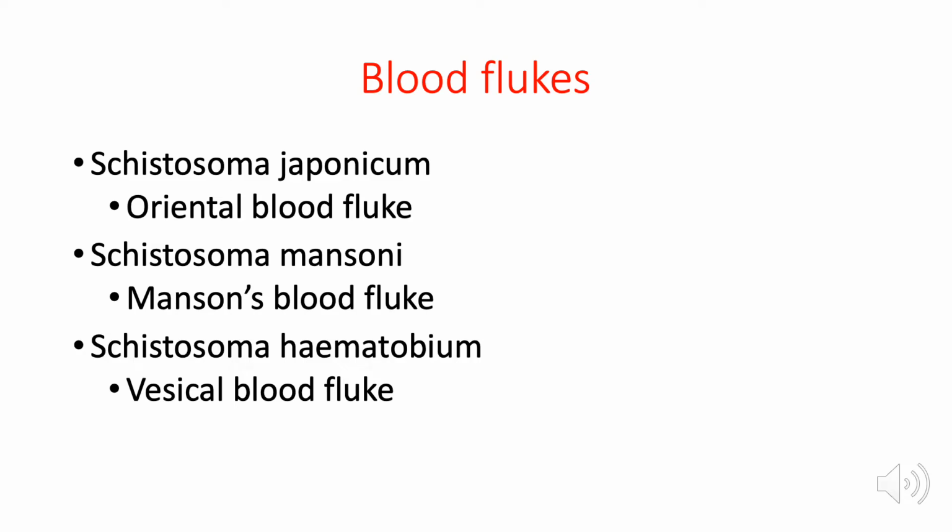The common name for this worm is vesical blood fluke. The word vesical would refer to the urinary bladder because the adult stage of this Schistosoma hematobium is found in the vesical venous plexuses of the urinary bladder. Schistosoma japonicum is also known as the oriental blood fluke.